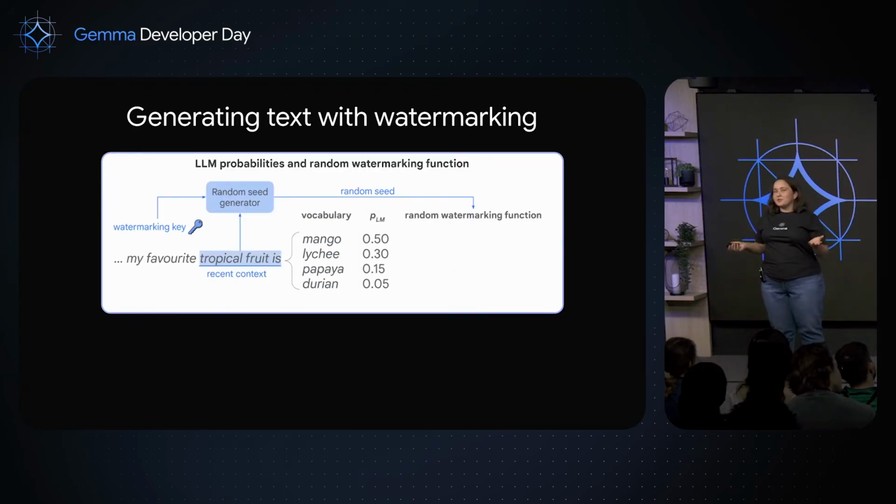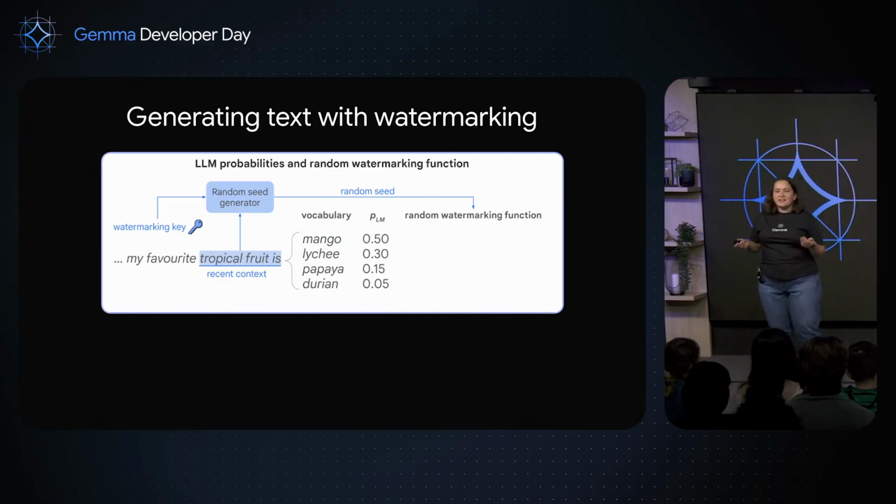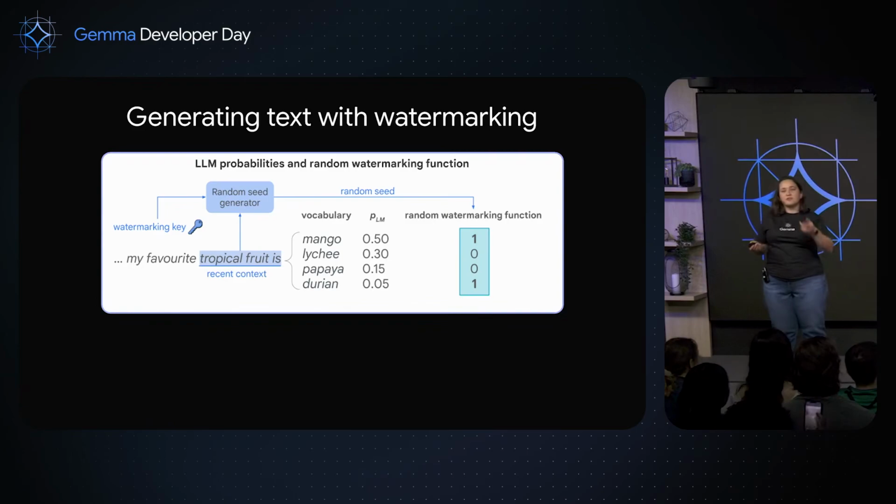Here is what we do with watermarking instead. We combine the most recent context that the model has seen. In this case, it is the 3 tokens "tropical fruit is", and we combine that with the watermarking key to generate the random seed. Now we pass that random seed to the watermarking function, and we obtain the watermark value 1 or 0 for each of the possible tokens.